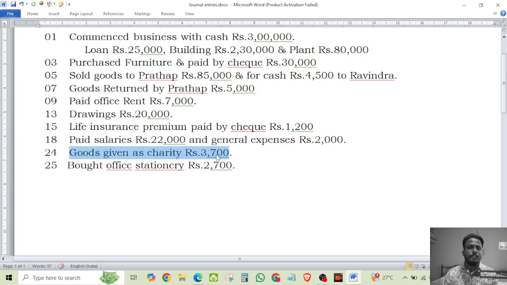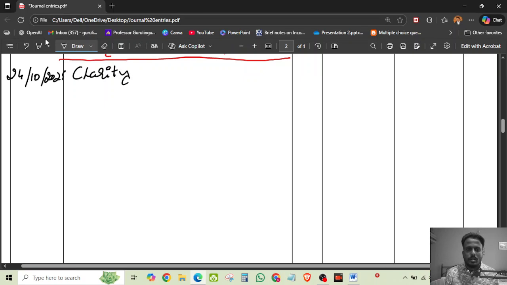given as charity. Whenever you are giving goods as charity, you have to reverse the journal entry of purchase, because whenever you make purchases, purchase account debtor to cash. Here you are giving charity. Charity is a nominal account. Debit the expenses, charity or donation. Charity account debtor, reverse of purchases. Purchase usually will be debited. Here you have to credit, because there is no cash which is going out.